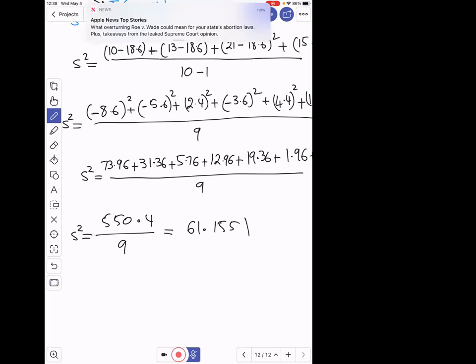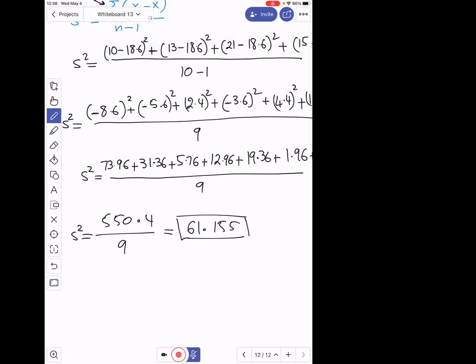So that's your variance. That's your S squared. Now, step 2 would be to take the square root of this.